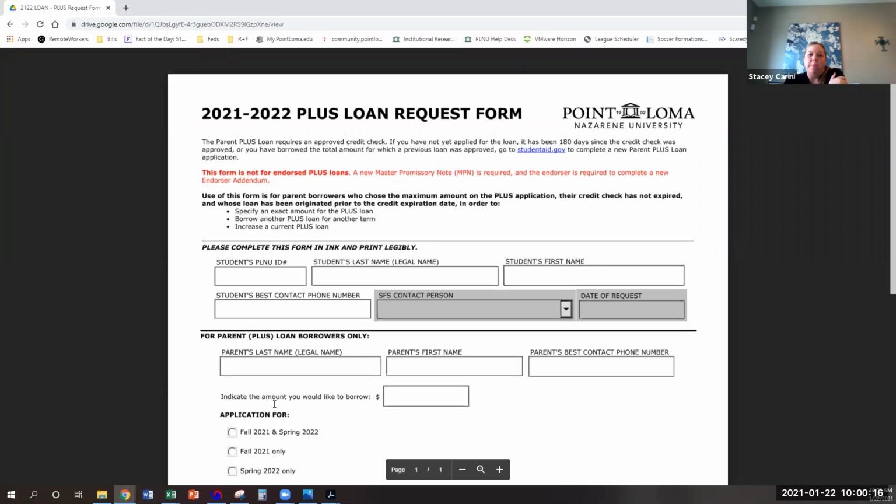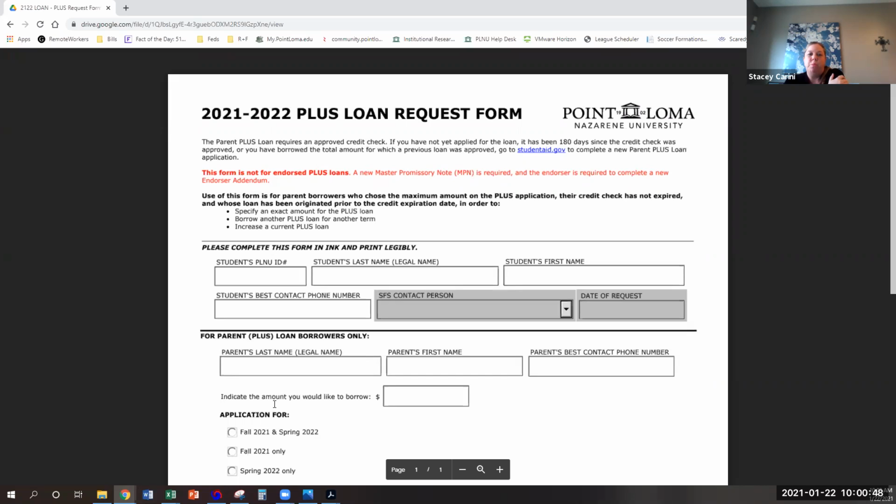So they might not want the max. If their eligibility is, say, 30,000, they might only want 20,000, but they might want the flexibility to go in later, for the next semester or what have you, to increase it. And if it's still a current PLUS application that hasn't expired and they request the max amount, then they can potentially increase it by another 10,000 with the same ID number for the same PLUS application. Is that correct, Brad?